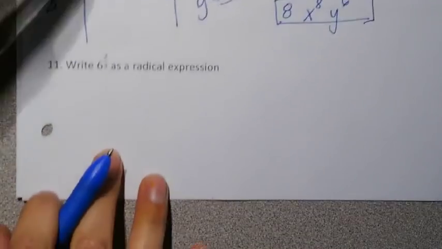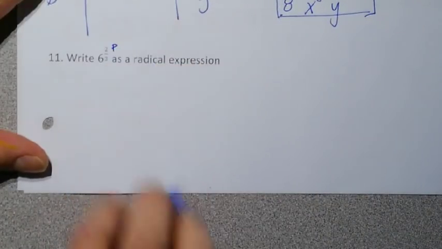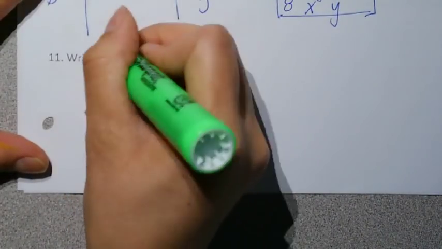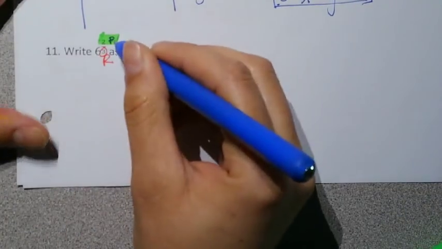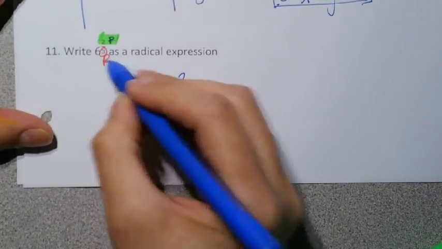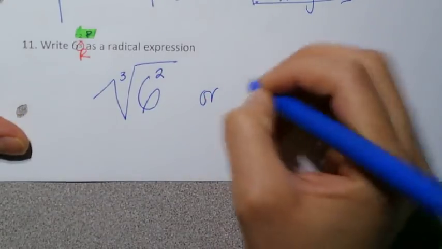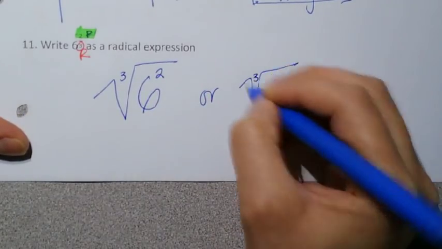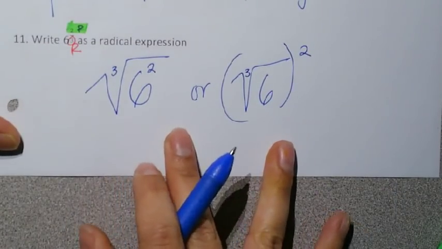Alright. Number 11 is to write this as a radical expression. So remember, this is the power on the top. And the bottom is the root. So I write the 6, the power is 2, you can give the power first, and then the root, it will be a cubic root. Or, you can give the root first to the 6, the cubic root, and then give the power of 2. So either or are acceptable. We did this one in class. Last page of the video.